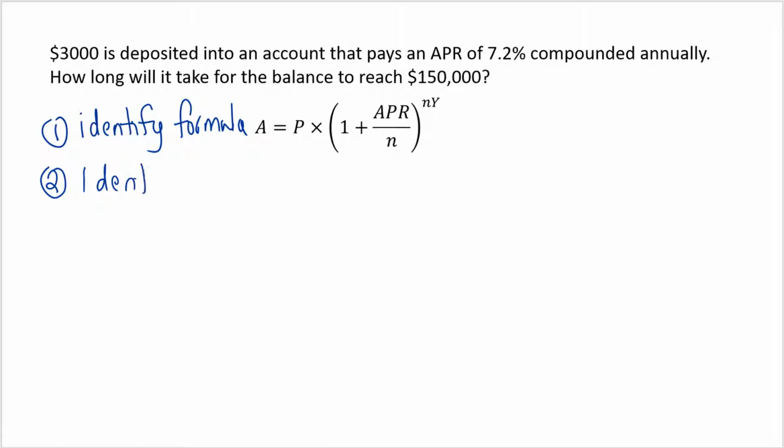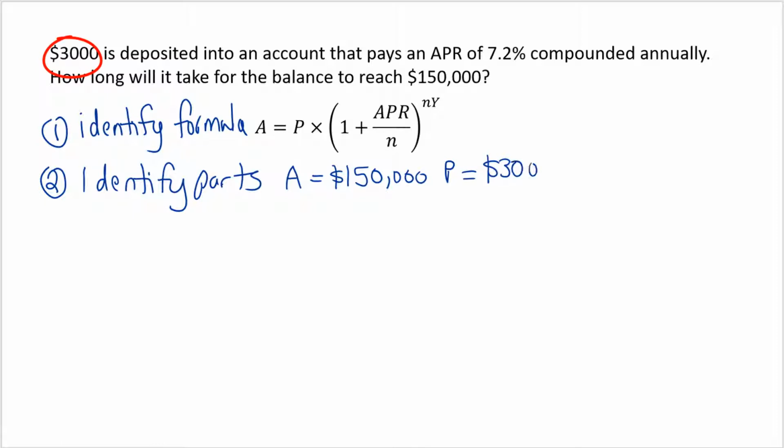So identify parts, or in this instance, variables. A is the account balance, and the problem statement says the goal is to reach $150,000. P is the present value. It is also called the principal, and the principal that's deposited is $3,000. We have several more variables.